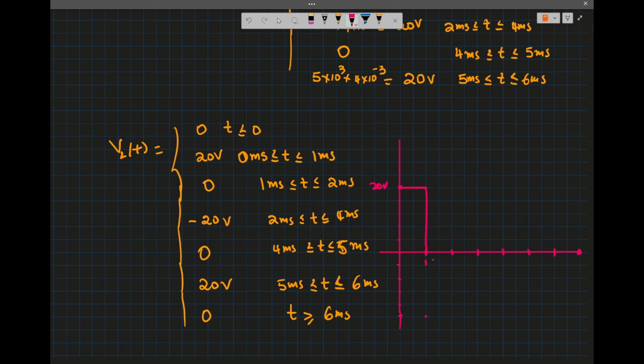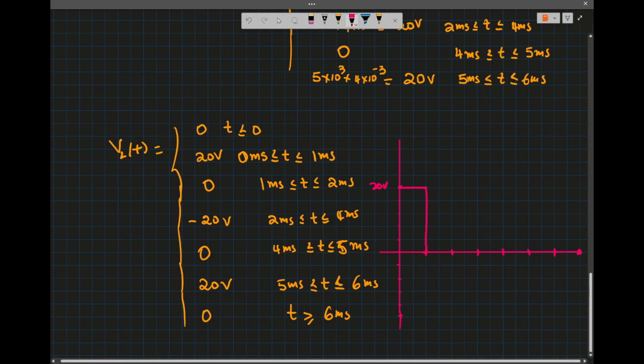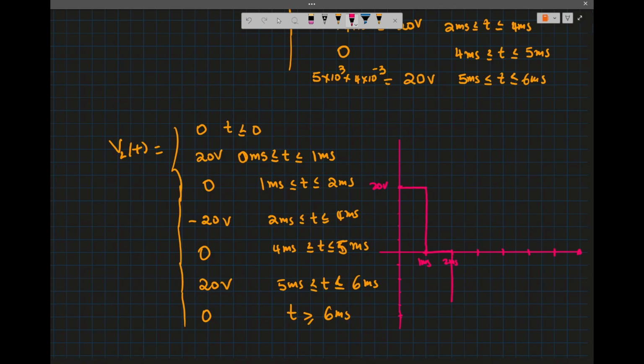So -20 between 2 and 4. So it's 0 here, and then at 1 millisecond, 2 milliseconds, it goes down to here until 4 milliseconds. And then it goes back up to 0 between 4 and 5 milliseconds. And then I go back to 20 between 5 and 6 milliseconds. And then 0 after all, right? So t in millisecond. So that is the voltage across the inductor with respect to time.